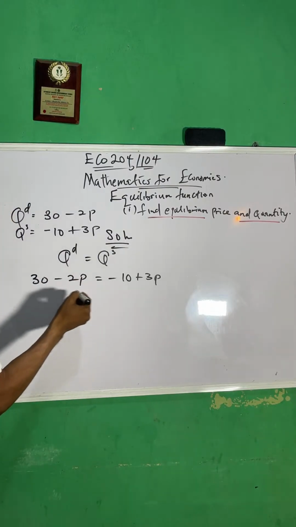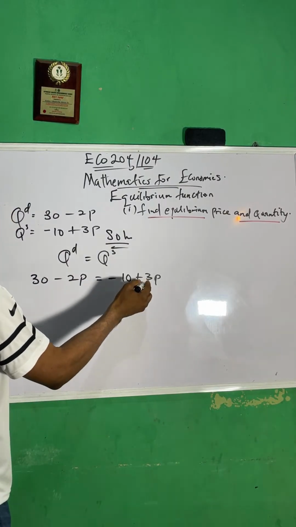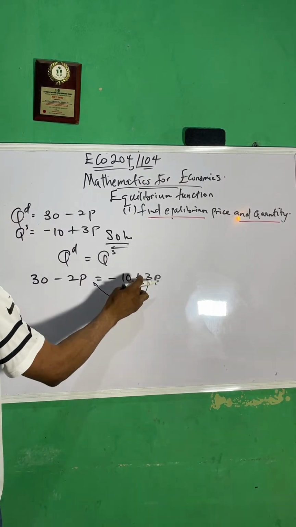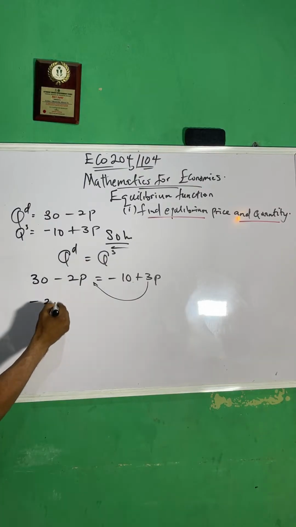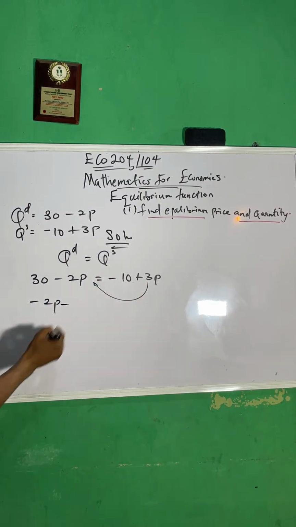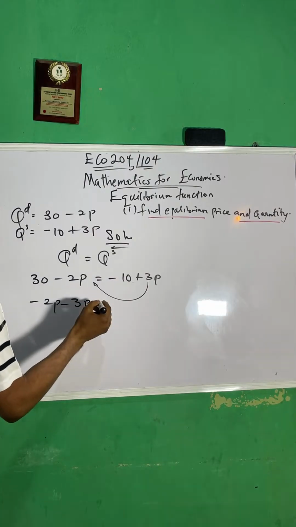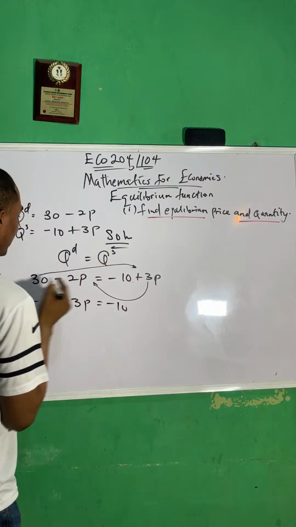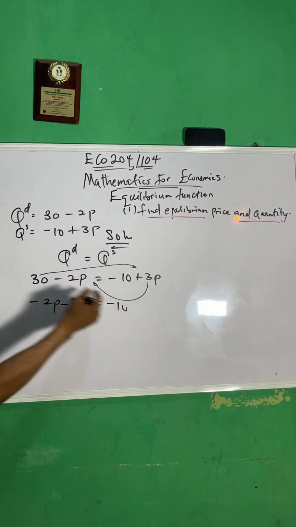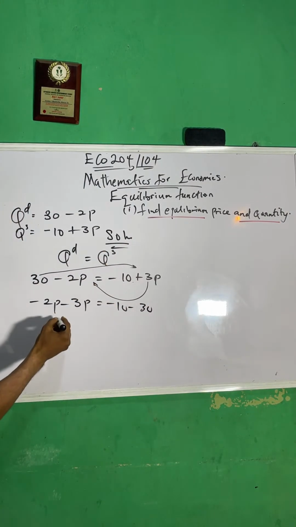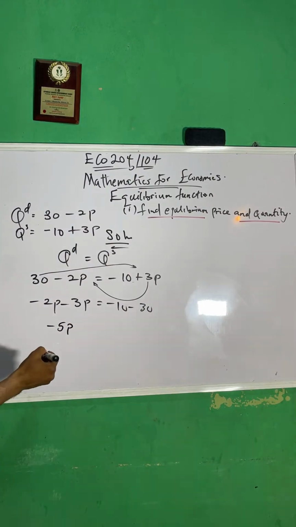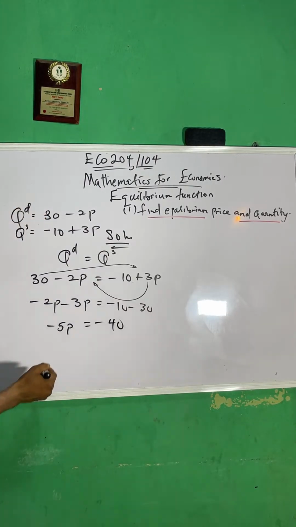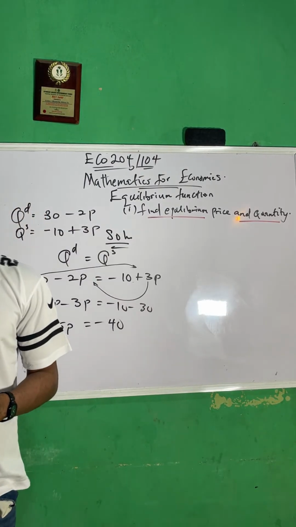So what I need to do is, for you to find your P, normal mathematics, collect like terms. Let this term come to this side, then this sign will change to what? Negative. So here we have minus 2p. This positive would be minus 3p, equals, then you'll be having minus 10. This 30 we need to move to this side, and the sign in front of 30 is positive, so it becomes negative. That means I'm going to have minus 5p equals minus 40.